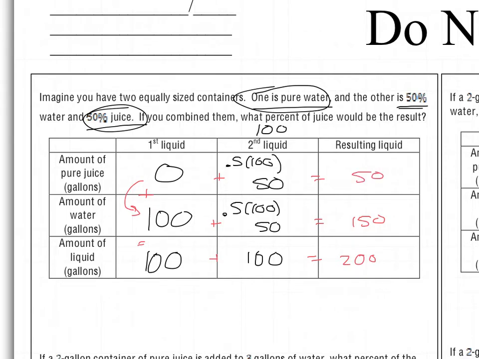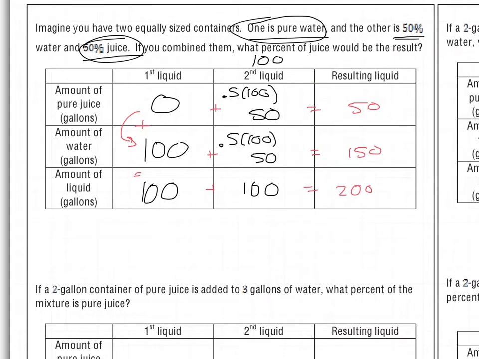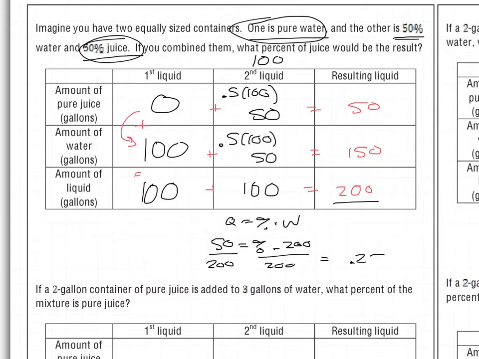What percent of the total juice would be the result? So what percent of the total is juice? So this is 200. Q is equal to percent times whole. Our whole is the total amount of liquid, which is 200, and we have a quantity of 50 gallons of juice, so our percent, when we divide, is going to give me 0.25, or 25%.